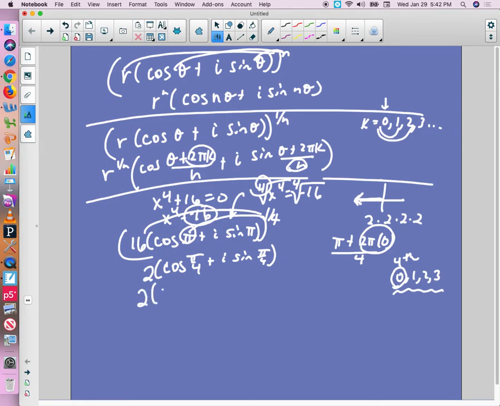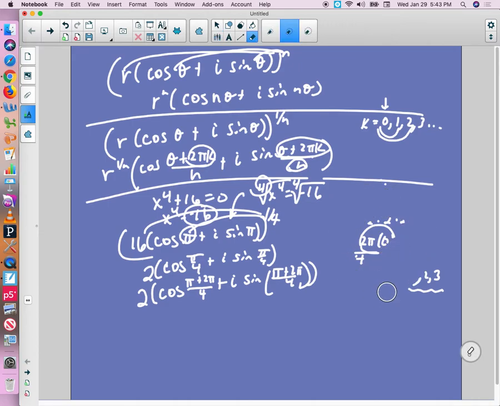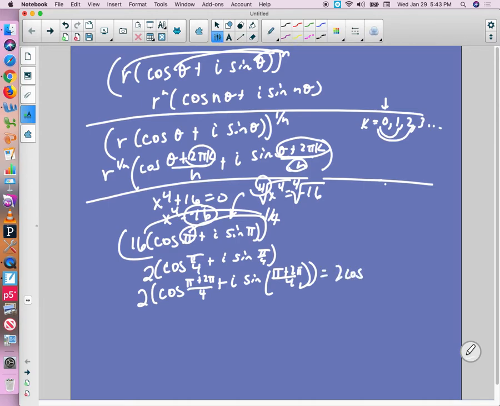All right, then I'm going to have 2 cosine. Now I take pi over 4 and add 2 pi k, and now I'm using 1. So I have pi plus 2 pi times 1 over 4, using this formula. And then that gives me this: 2 cosine of 3 pi over 4 plus i sine of 3 pi over 4.